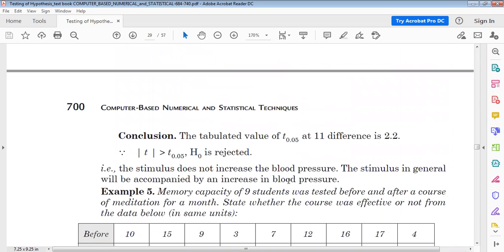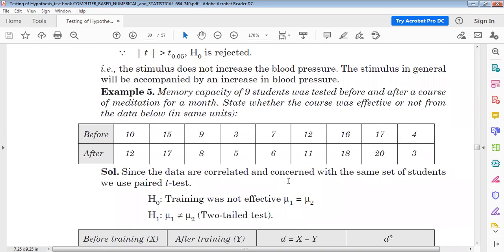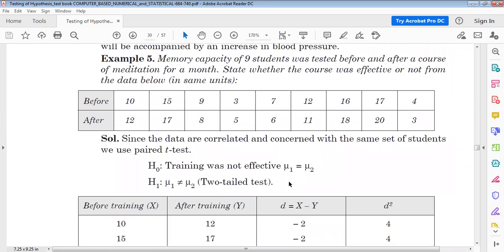Example 4 will be homework for you. Now example 5. The memory capacity of 9 students was tested before and after a course of meditation for a month. State whether the course was effective or not from the data below, in the same units. Before this and after this. For 9 students, sample size is 9.